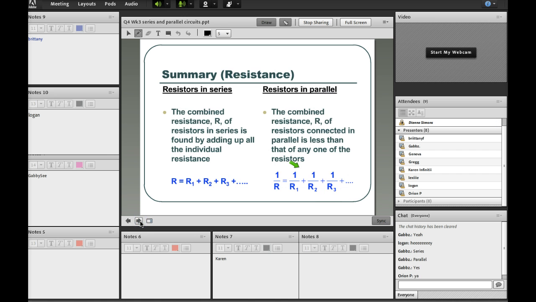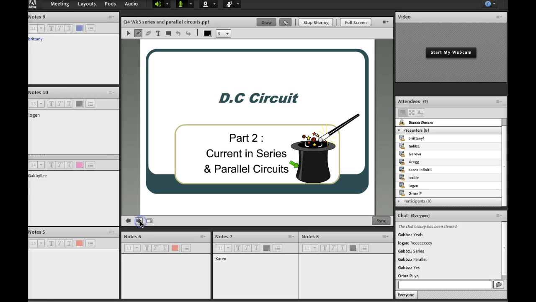Okay, good. All right, so resistors in series, you add them up. Resistance in parallel, you also add them up, but you add up the reciprocals. Now we're going to talk about current.